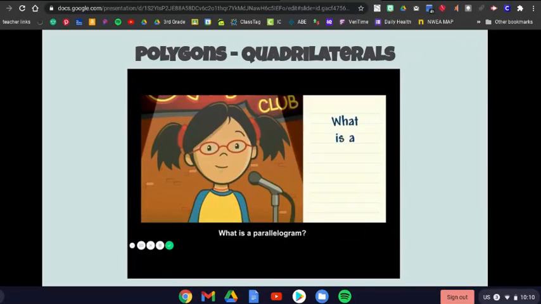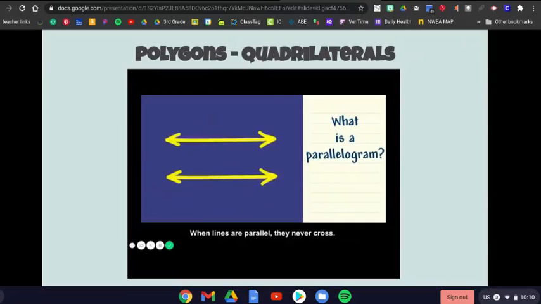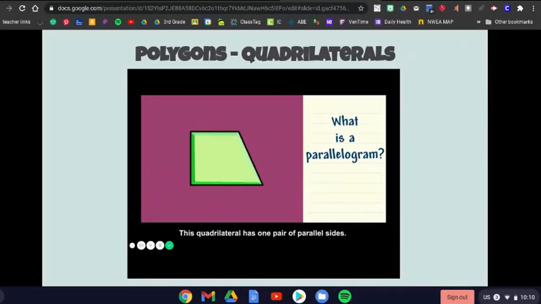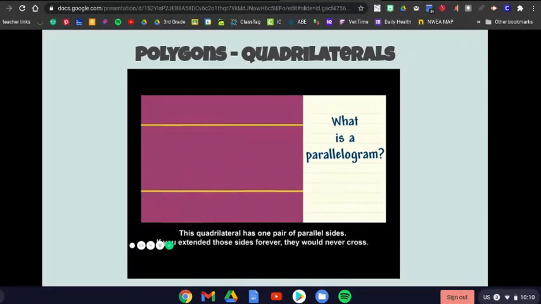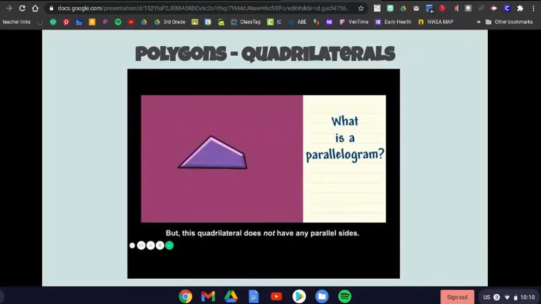What is a parallelogram? When lines are parallel, they never cross. The distance between them is always the same, no matter where you measure. This quadrilateral has one pair of parallel sides. If you extended those sides forever, they would never cross. But this quadrilateral does not have any parallel sides.